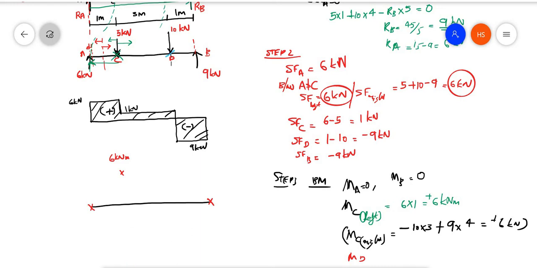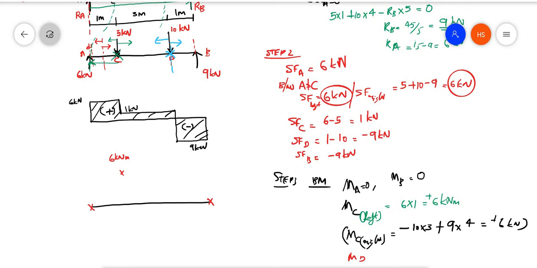I am considering this section MD. Now again I can either take to the left or to the right. So the first thing you have to keep in mind is that it will always be better to take a section where the number of loads is less. For example, here I am taking to the left.